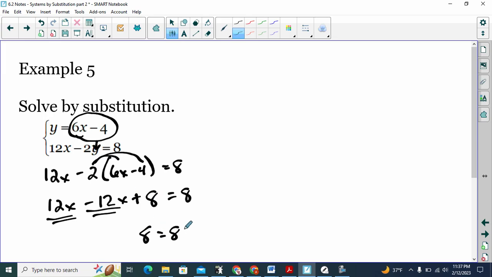8 equals 8. 8's always equal to 8. So any x value would work here. We have an infinite number of solutions. We say that there are infinitely many solutions.